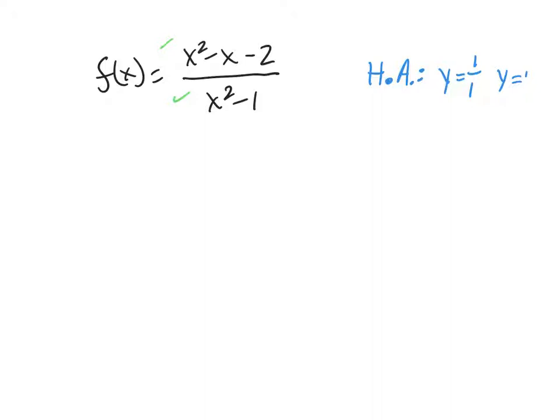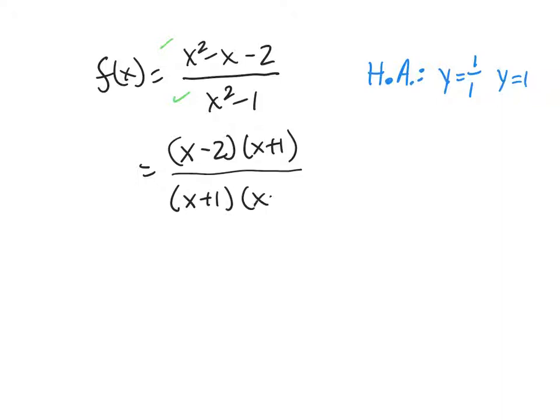Once we have that taken care of, we will factor this thing. The numerator is a quadratic trinomial. Let's see, I think that's an x minus 2 and an x plus 1. That looks good. The denominator is a difference of perfect squares, and that just factors as x plus 1 and x minus 1. And you'll notice that we do have a factor that cancels. So there's our hole. The hole happens when x plus 1 equals 0. That's at x equals negative 1. So the x coordinate of the hole is negative 1.